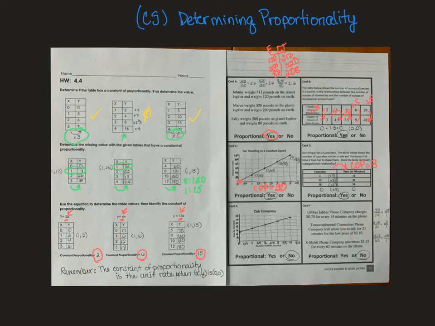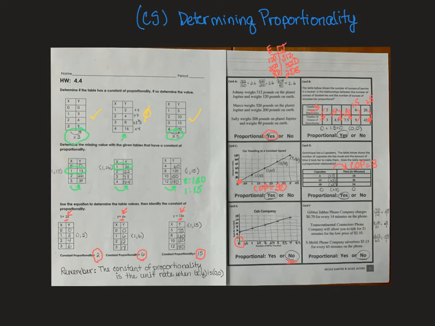In card E, I'm looking for a constant. I can see very clearly that it is linear, but it does not go through 0, 0. So automatically, looking at that graph, I know, absolutely not. It is not proportional. It does not go through 0, 0. It cannot have a constant of proportionality. And so you can see that I've circled no.